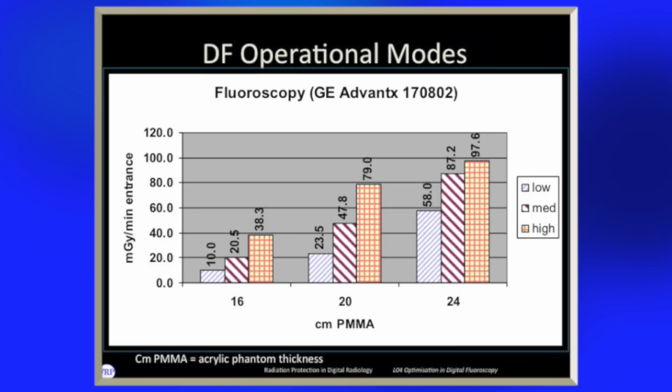or if you need the highest quality, you go to the almost 80 milligrays per minute entrance dose. And at the 24 level, at the thickness of 24 centimeters, you can see there's quite a jump in every single level. The lowest is at 58, which is almost 6 times more than the thinner patient got. The medium is at 87.2, and then the highest dose is actually just under 100 milligrays per minute, which is quite a bit higher than the other two.